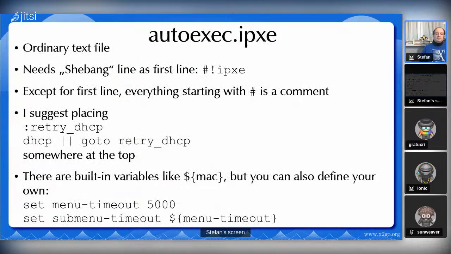Now, this autoexec.ipxe file is an ordinary text file, not a binary. All it needs is a proper shebang line in its first line. And except for the first line, everything that starts with a hash sign is a comment, just like you know it from shell scripts. And from previous experience where iPXE would load the autoexec.ipxe file, but forget that it had any IP configuration, I recommend placing this little code block at the very beginning of your scripts. It tries to fetch an IP address via DHCP and won't quit until it succeeds.